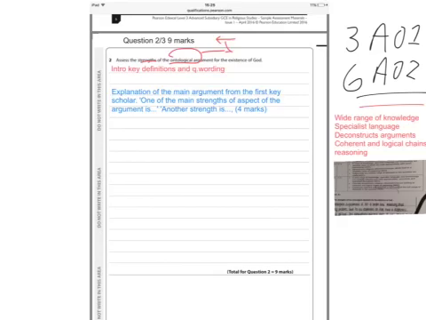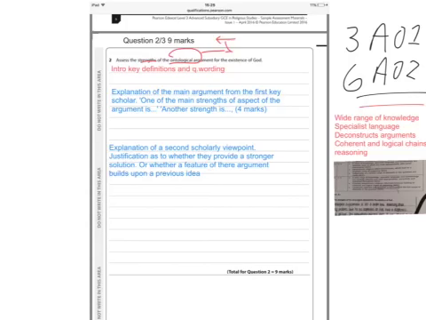And just like the first question, where you're looking at, I think, trying to score about 4 marks per paragraph, I would argue that you're trying to do similar here. And the next thing you'll be looking to do is in a second paragraph, you'll be looking to provide an explanation of a second scholarly viewpoint with justification as to whether they provide a stronger solution or not. And you're trying to deal with this argument feature by feature so that again you present a range of views, or a range of strengths rather.